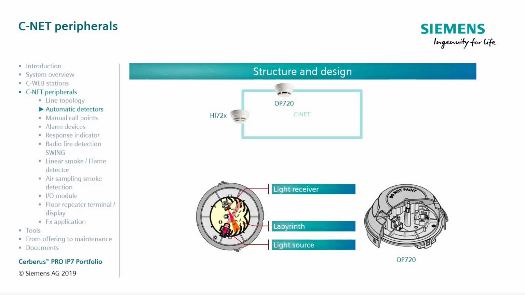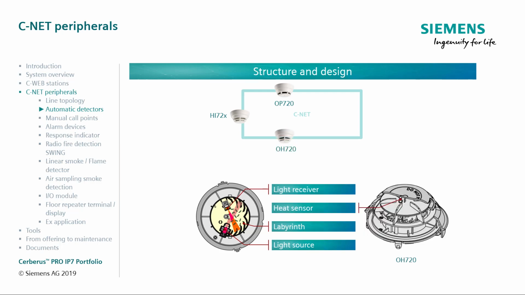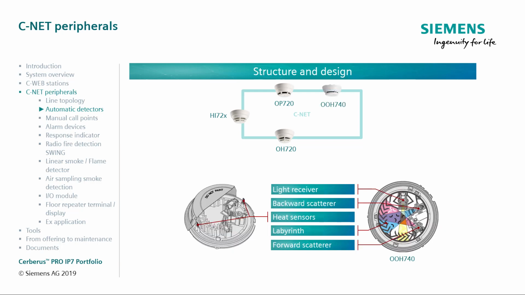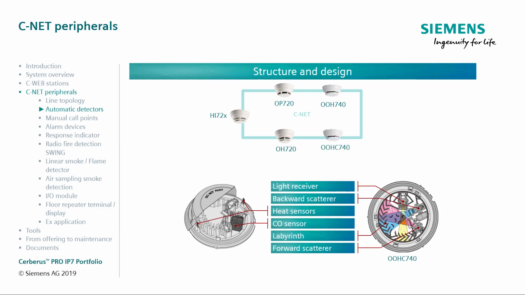The OP720 optical detector has a light source, a light receiver, and a labyrinth. The OH720 combines both heat detection and optical detection in one detector. The OOH740 comes with two heat sensors, one forward scatter and one backward scatter, and a light receiver.